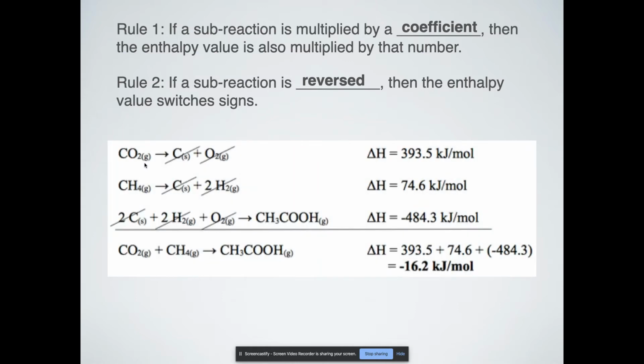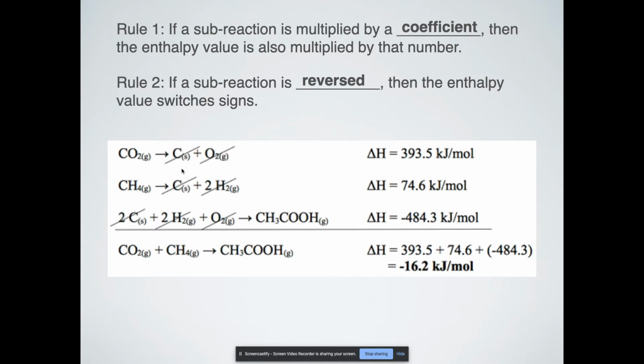So again, here's a good example of that. I've got CO2. Again, I have carbon in its standard state. I have oxygen in its standard state. And so that is 393.5 kilojoules per mole. What I have here is methane. I have, again, carbon in its standard state. I have hydrogen in its standard state. That's 74.6 kilojoules, right? And then right here, this last step is negative 484.3 kilojoules.